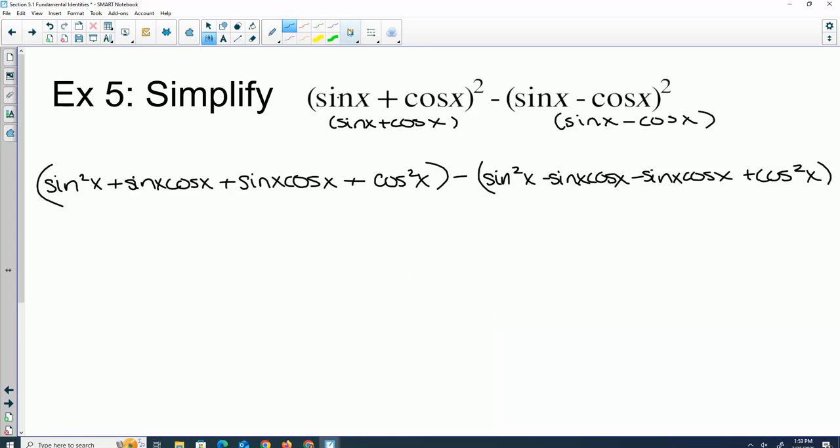If we're subtracting, what do we do with that negative? We distribute it. And then we look. We have a sine squared and a negative sine squared x, so those cancel. Positive cosine squared x and negative cosine squared x cancel. Then I have sine x cosine x 4 times. So when you add those, you just add the coefficients.